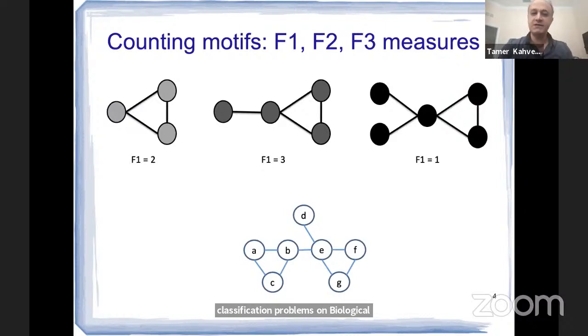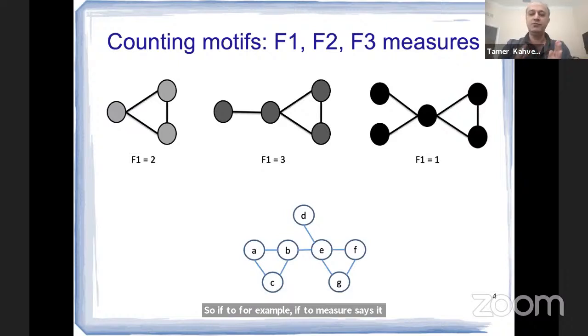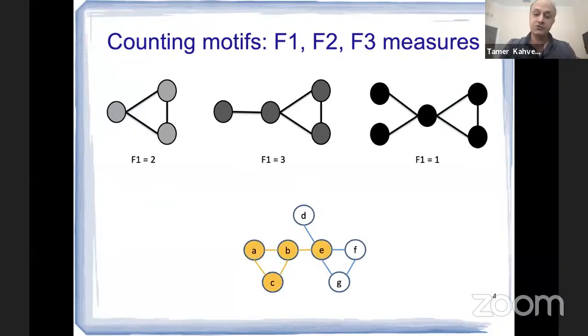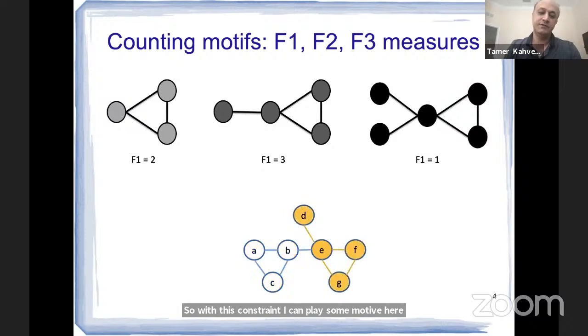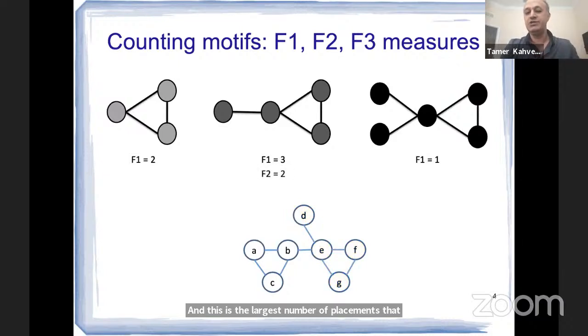F2 and F3 measures deal with this problem by adding some constraint on the measure. So the F2 measure, for example, says that I'm going to place my motif on the target network with the constraint that these placements do not share any common edges. So edges have to be independent of each other. So with this constraint, I can place a motif here and another copy over here. So 2 copies in total, and they do not have any common edges. And this is the largest number of placements that we can have on the target network. So my F2 measure is equal to 2.